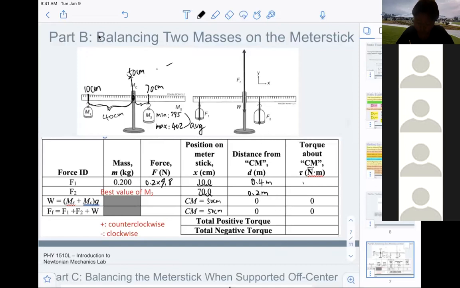So this torque is going to try to generate a clockwise rotation, so that's a positive torque, right? This is going to be a negative torque. These two have no torque, right? Why do they have no torque?